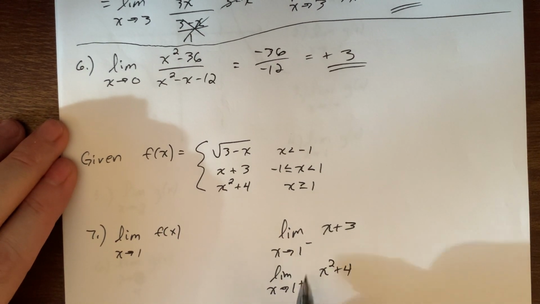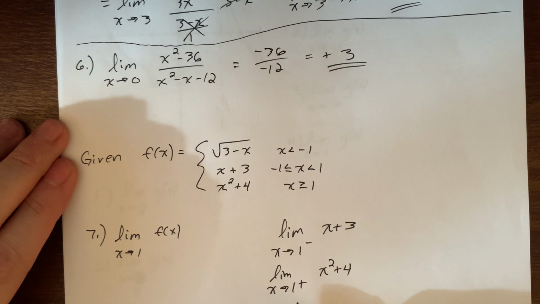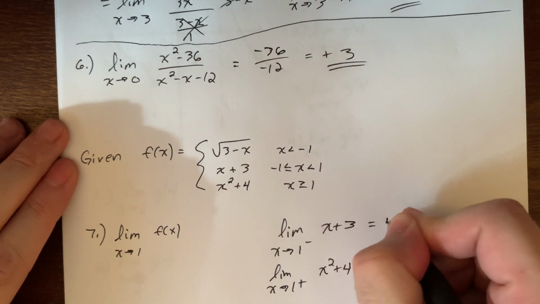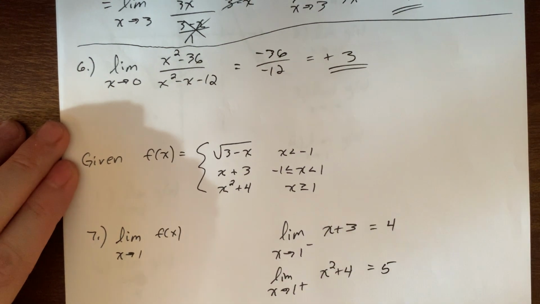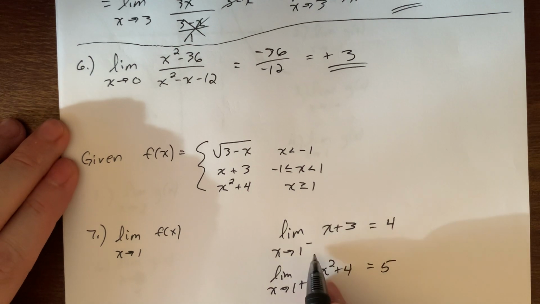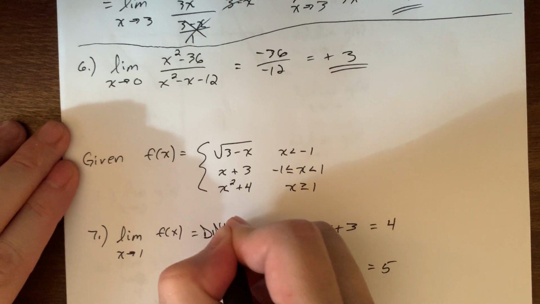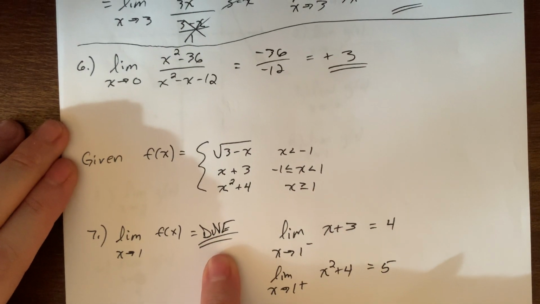But now the left and the right are done. With the k over 0, I still needed those numbers because I was checking signs. But this was just to figure out which piece. Now I just use 1 for both of these. I plug 1 in here, I get 4. I plug 1 in here, I get 5. What I got from the left doesn't match what I got from the right. This first answer does not exist.